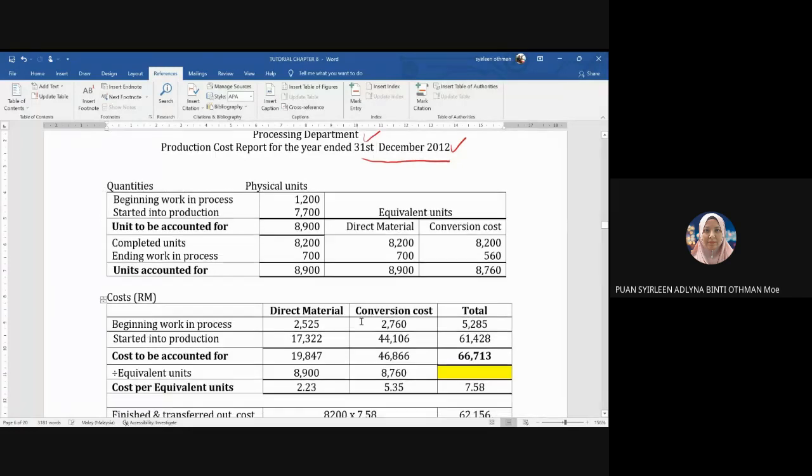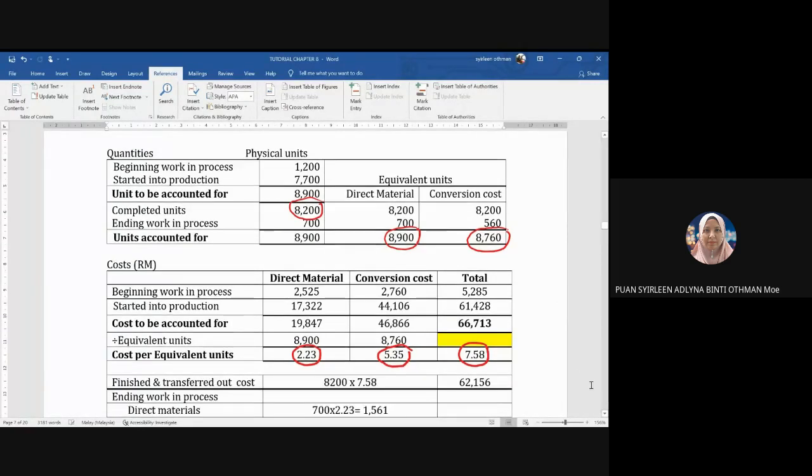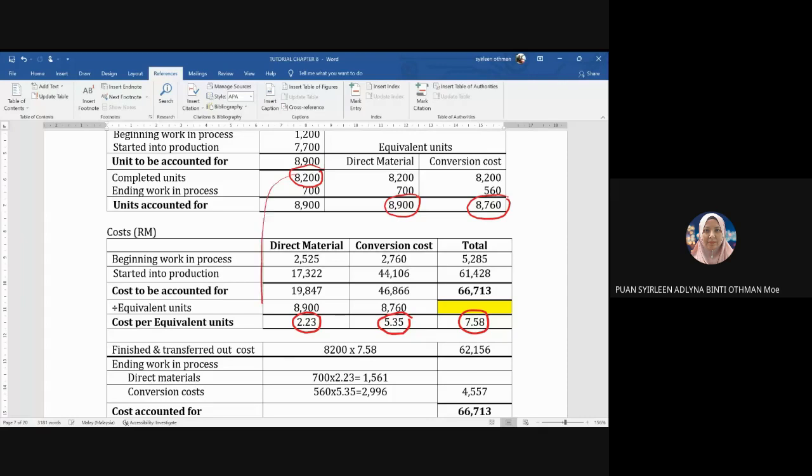Okay. Alright. So material, direct material equivalent unit 8,900. Conversion cost equivalent unit 8,760. Okay. Completed unit is 8,200. Okay, 3 item ni penting ya. So equivalent unit untuk direct material setelah you bagi dengan costing, you akan dapat RM2.23 for direct materials. Conversion cost is RM5.35. So product cost per unit di department 1, processing unit is RM7.58.